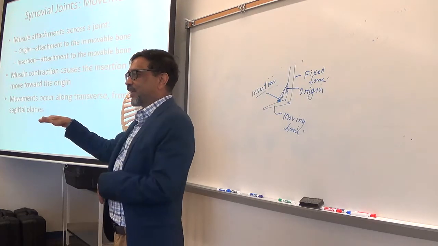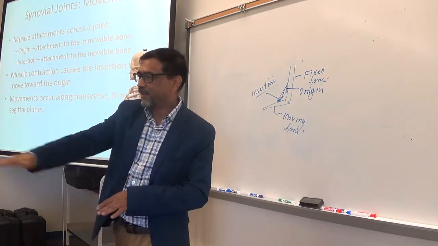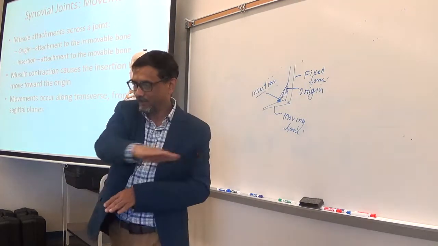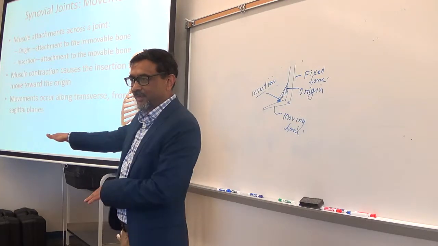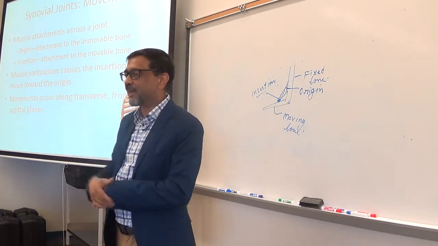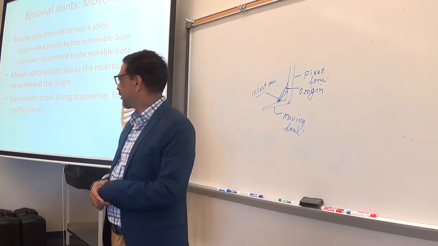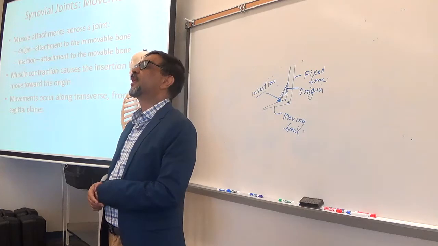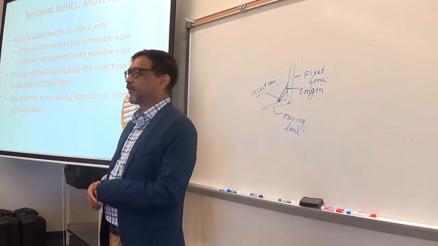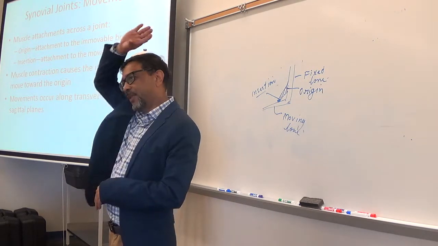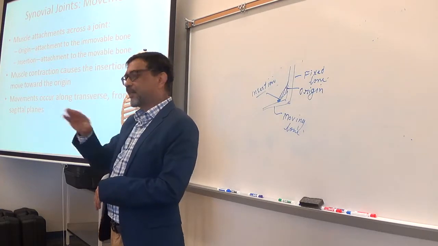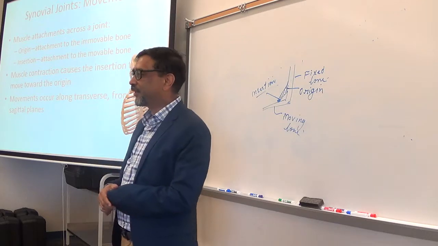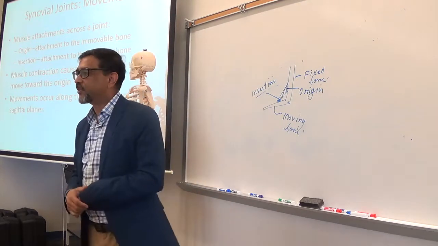Transverse is along the ground like this. Okay? If I move something parallel to the ground, that is transverse or horizontal. So this is transverse plane movement. Make sense? So this is what? Sagittal. This one? Frontal. Make sense? This way, right? And this is transverse or horizontal. Okay? So those are three planes of movement.